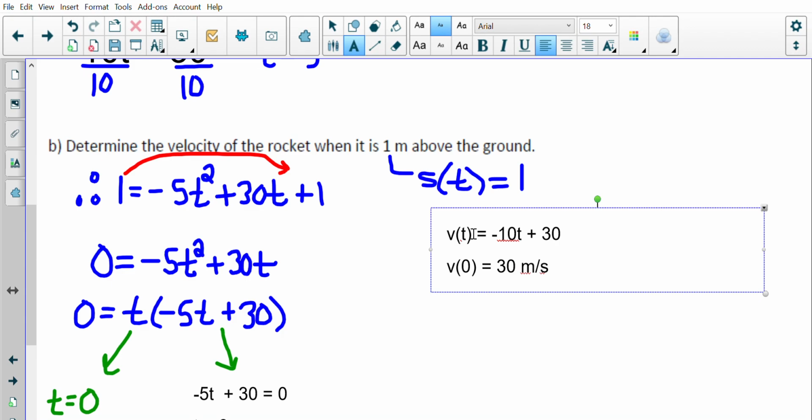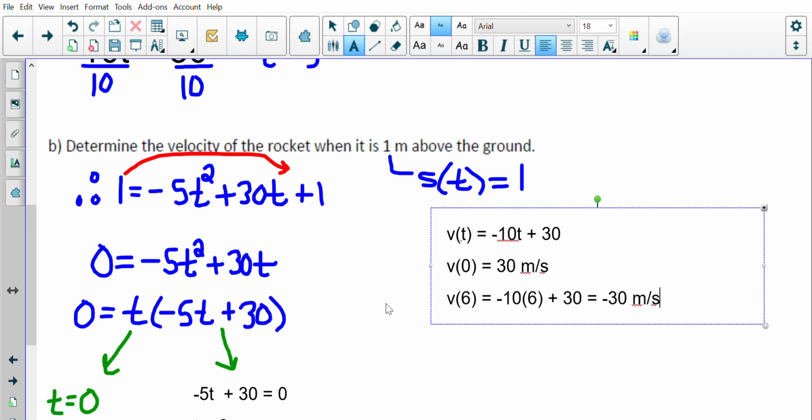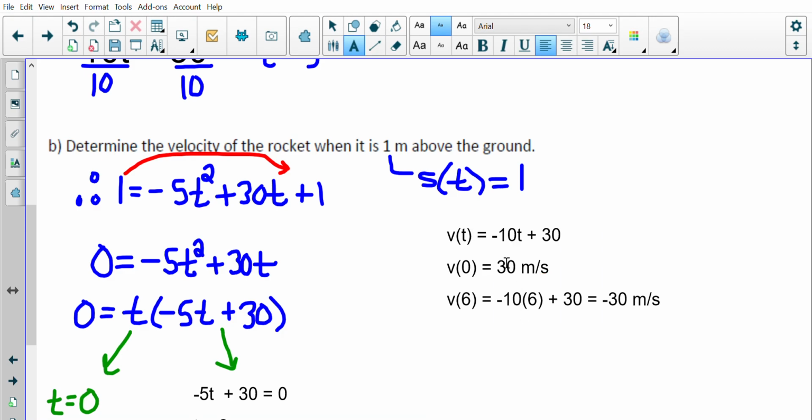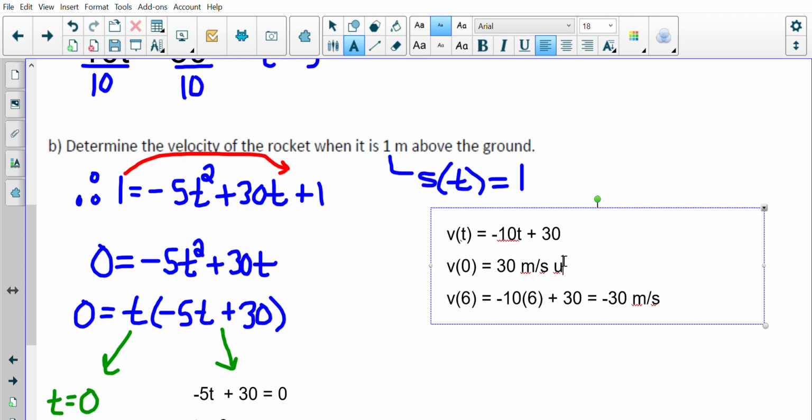Wow. Okay, so this rocket's 1 meter above the ground at initial takeoff and it's moving already. And then the next time, I've got to find v of 6, which is going to be negative 10 times 6 plus 30. Oh. Well, this must be a toy rocket then, because this is going to be negative 30 meters per second. So one of these velocities means upward and one means downward. Again, the positive sign means upwards and the negative sign means downwards.